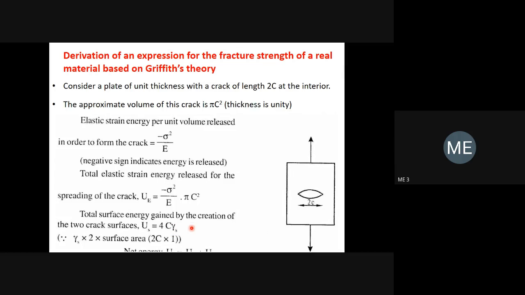Gamma S refers to the surface energy, or how much amount of energy is required to get unit area of the crack. The energy required per unit area is given by gamma S, but our total surface area is given by 4c. This is the amount of energy required to generate the crack. So now these two energies should be equal, because this is the energy obtained from mechanics of material concept, and this is the energy obtained from surface area concept or surface energy concept.